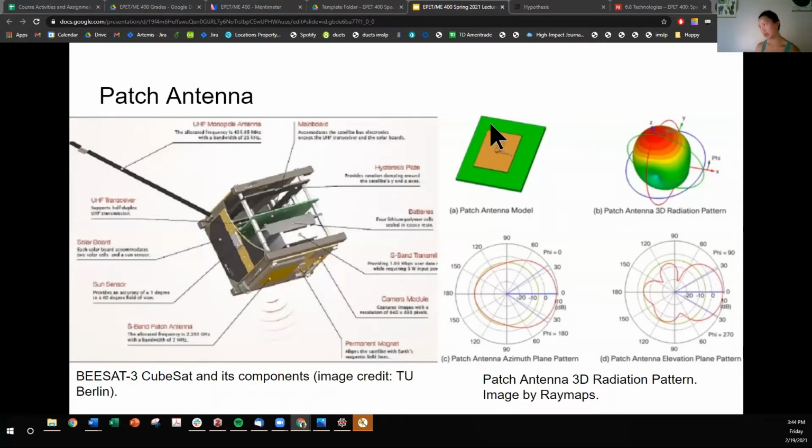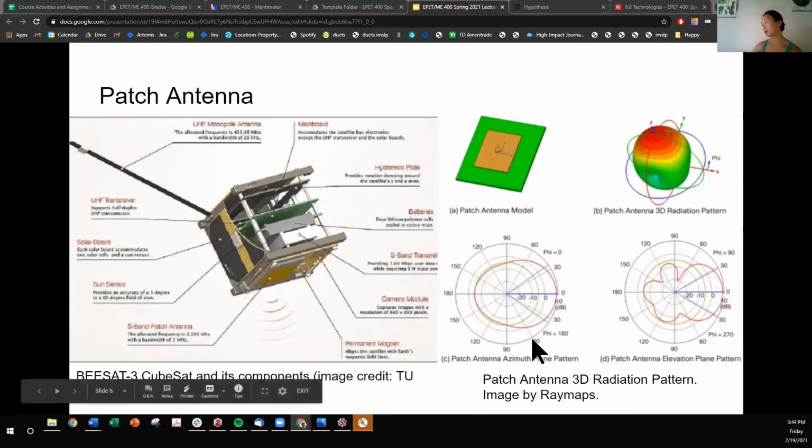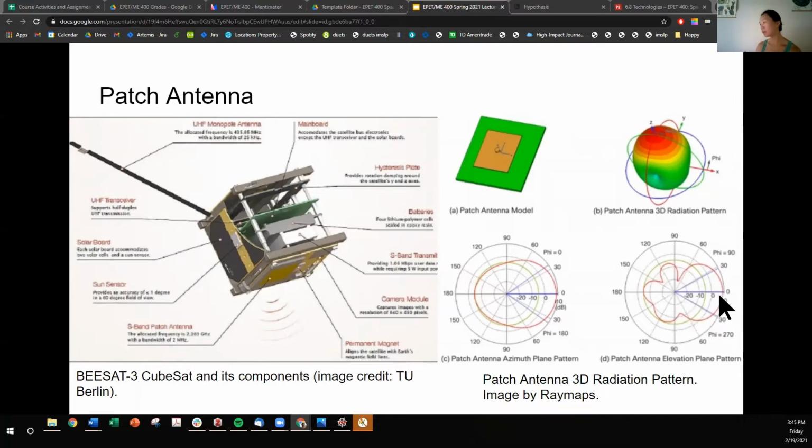The patch antenna looks like so, where it's just a surface area, and its radiation pattern looks like so. It's some continuous combination of an omnidirectional and directional antenna, where there is some bias. You see, there is some directivity with its highest gain direction, but it does disperse a lot of signal in the other parts of the unit circle. And then here is what its elevation plane pattern looks like. So also kind of directional.